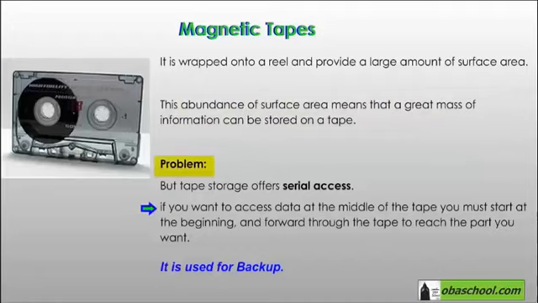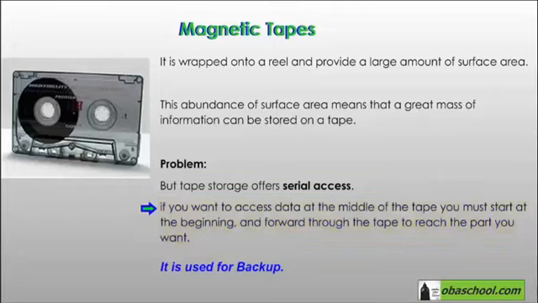However, there's a problem with the magnetic tape, which is that tape storage offers serial access. What does serial access mean? It means if you want to access data in the middle of the tape, you must start at the beginning and move forward through the tape to reach the part you want.